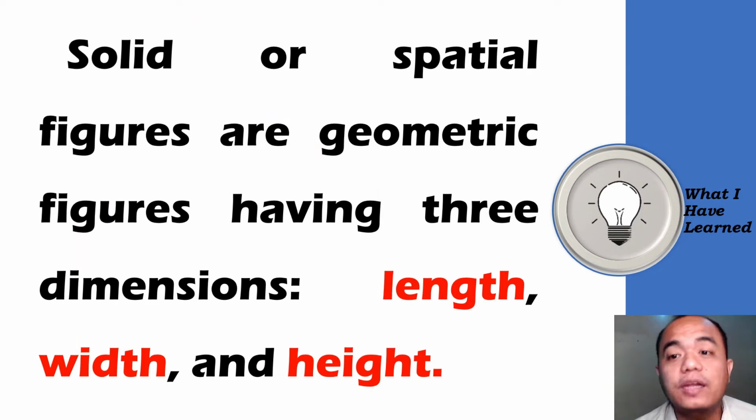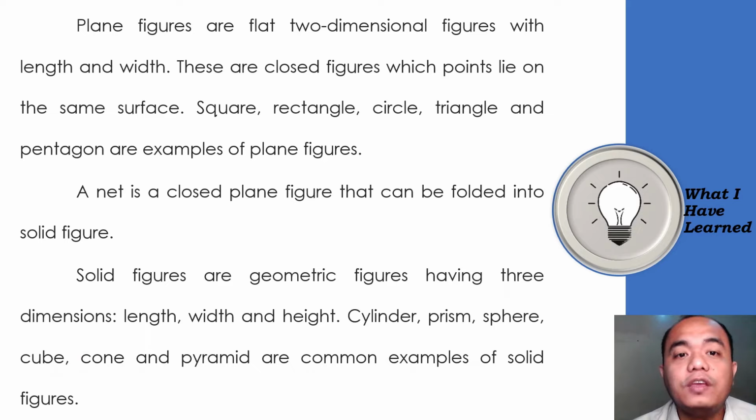Let us all read the What I Have Learned part of the module all together. Go! Solid or spatial figures are geometric figures having three dimensions: length, width, and height. Plane figures are flat two-dimensional figures with length and width. These are closed figures which points lie on the same surface. Square, rectangle, circle, triangle, and pentagon are examples of plane figures.